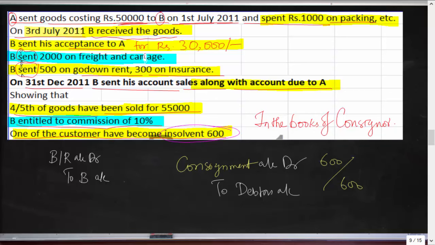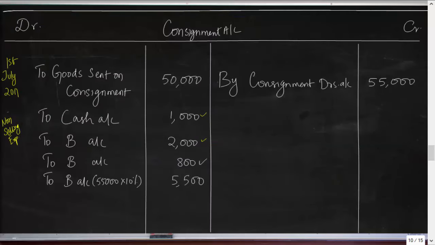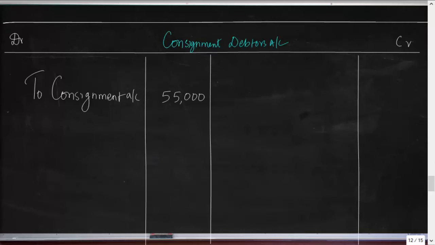Let us go to consignment account first. In consignment account, we'll say to consignment debtors. What is the value? It is 600. And we'll go to consignment debtors account, right? In consignment debtors account, we have to provide for this loss by consignment account. How much? 600. Now follow closely.